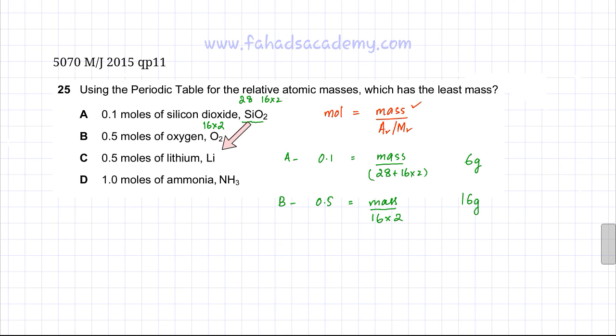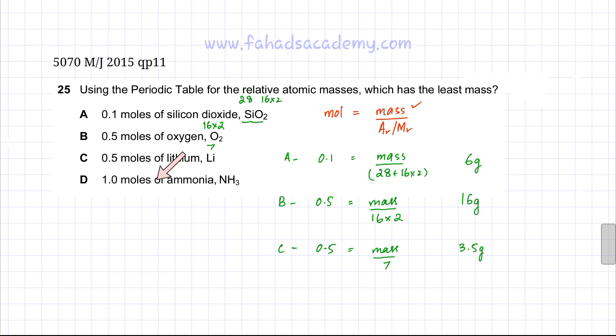Option C has 0.5 moles of lithium. Lithium in the periodic table is 7. So the atomic mass of lithium, you're only talking about the atom of lithium, is 7. You have 0.5 moles. So moles is equal to mass divided by the molar or atomic mass, which in this case is 7. So 7 times 0.5 would give you 3.5 grams. This would be the mass of lithium. So option C has a mass of 3.5 grams, and let's move to option D now.